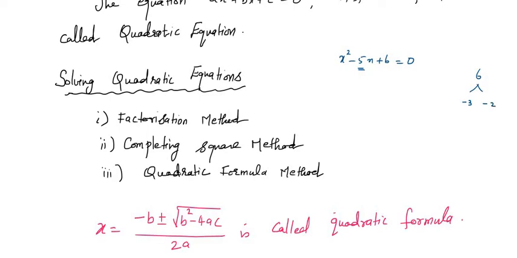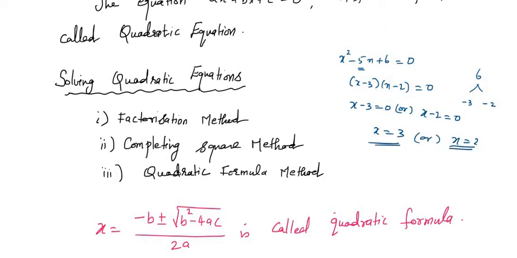If I multiply, I'll be getting 6. If I add these minus 3 and minus 2, I'll be getting minus 5. Then I can write x minus 3 into x minus 2 is equal to 0. Therefore, x is equal to 3 or x is equal to 2. These are the answers. Or in between, if you want, we can write one more step. That is, the product of two factors is equal to 0. Therefore, either x minus 3 will be 0 or x minus 2 will be 0. From this, I can get x is equal to 3 or x is equal to 2.